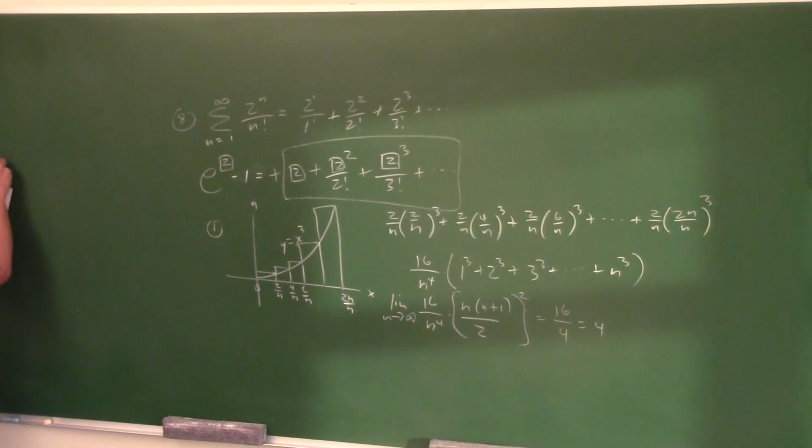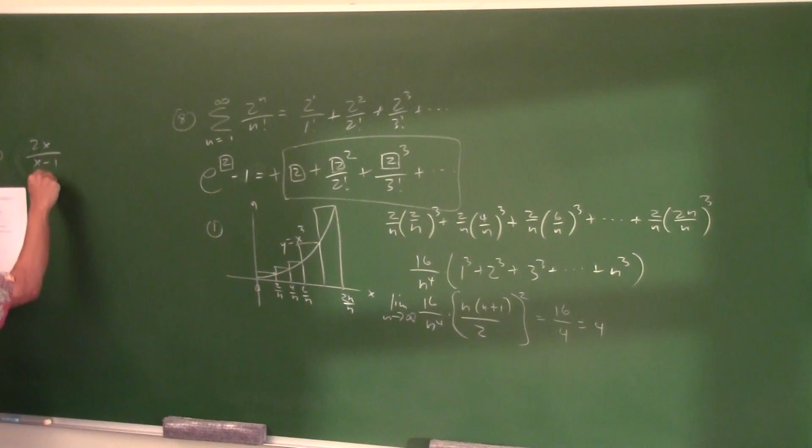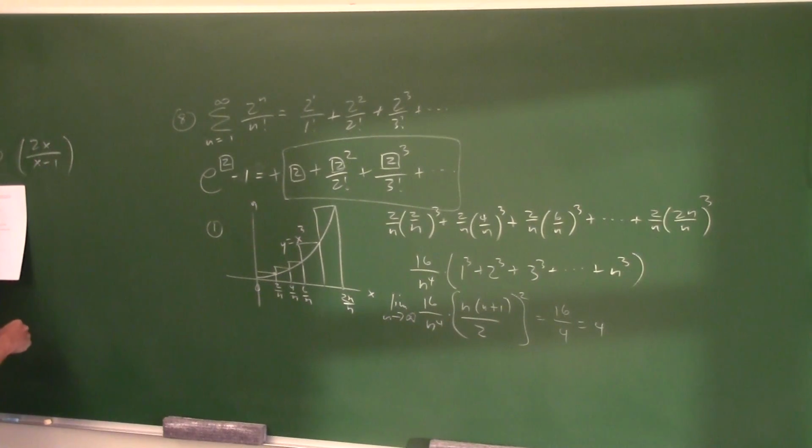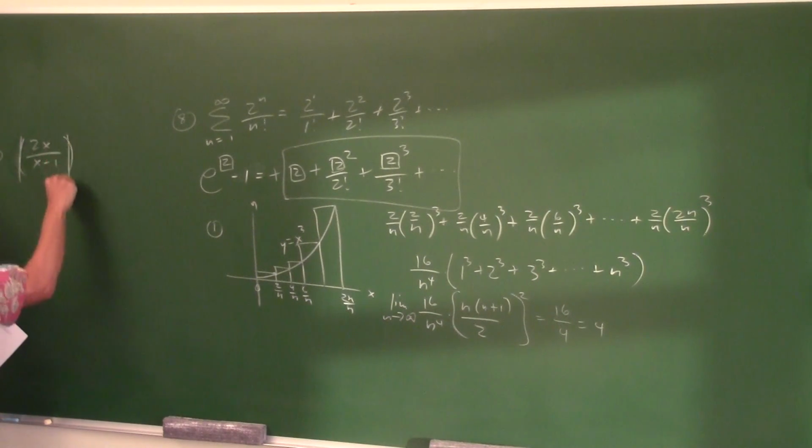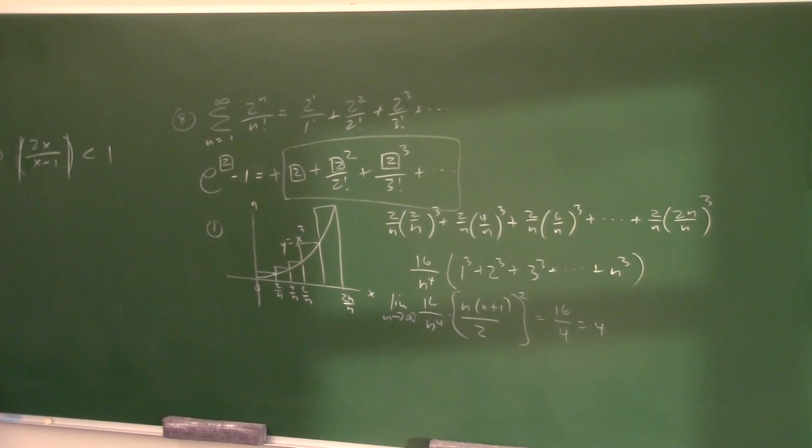Okay, number 2. Find the interval of convergence again. Let's just skip right to the chase. This is a geometric series. This is the common ratio, right? The absolute value of r has got to be less than 1. Solve this inequality, boom, and that will give you your interval of convergence.